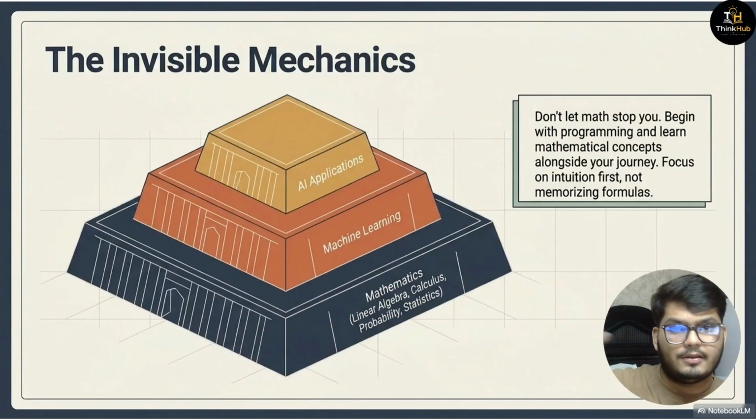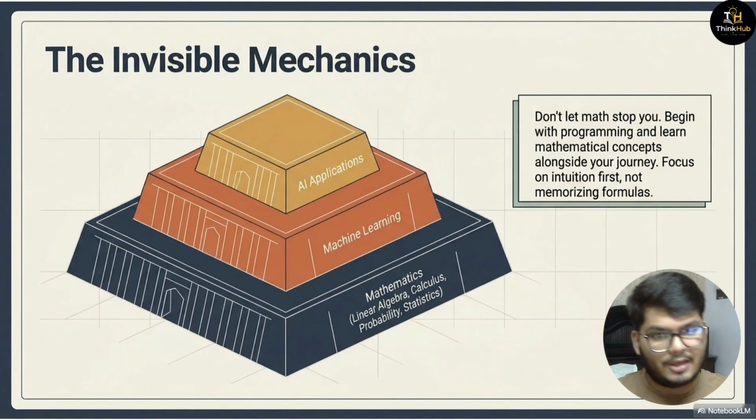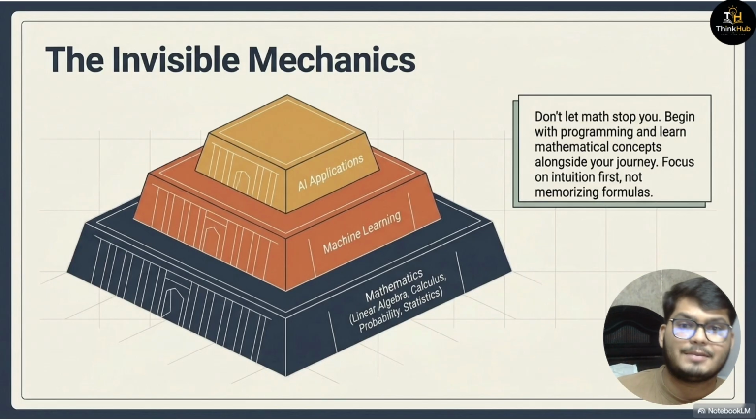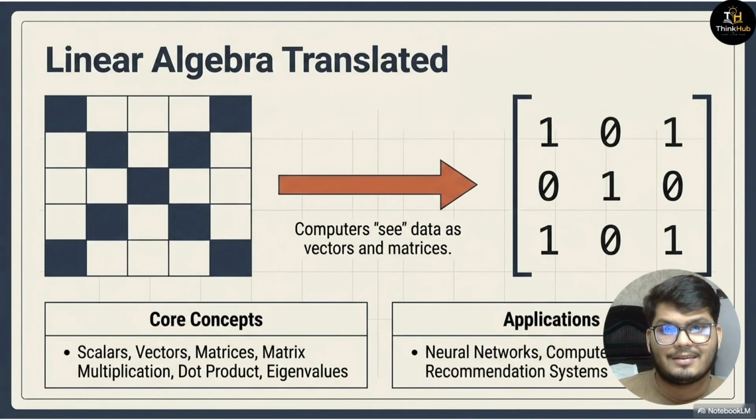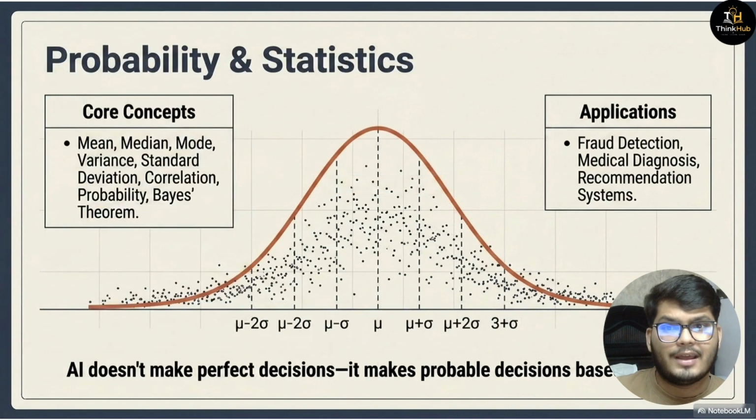And this is what we say, mathematics is basically the core, the foundation for your AI applications and machine learning. In mathematics there come linear algebra, calculus, and probability and statistics. Linear algebra is used to convert a crossword puzzle into a matrix, and its applications and all. Then in probability and statistics, you learn fraud detection applications. You can just read the core concepts and applications.